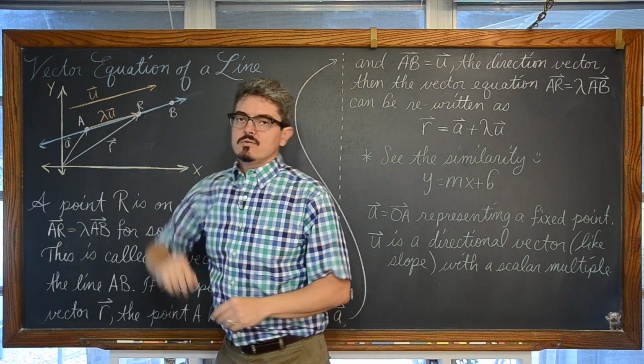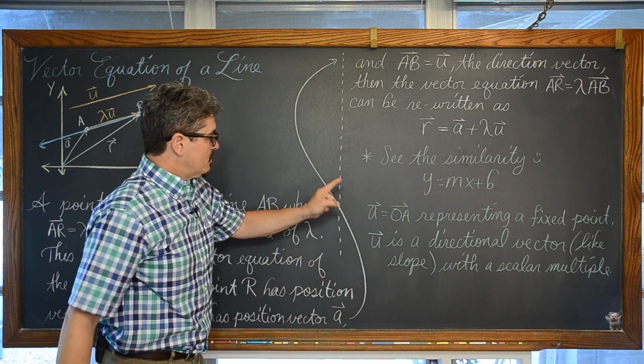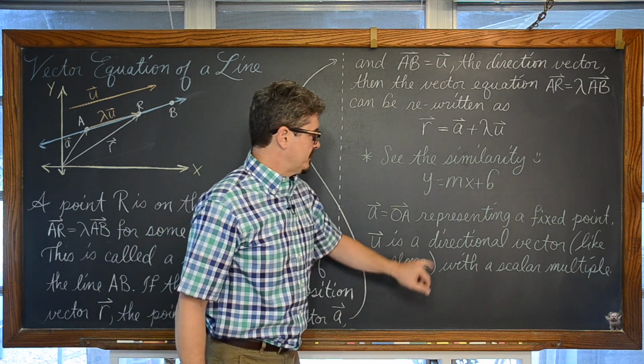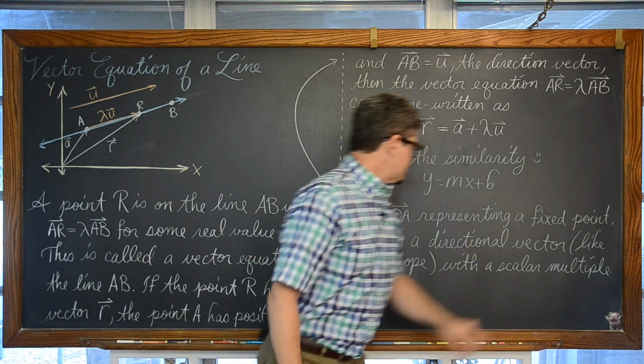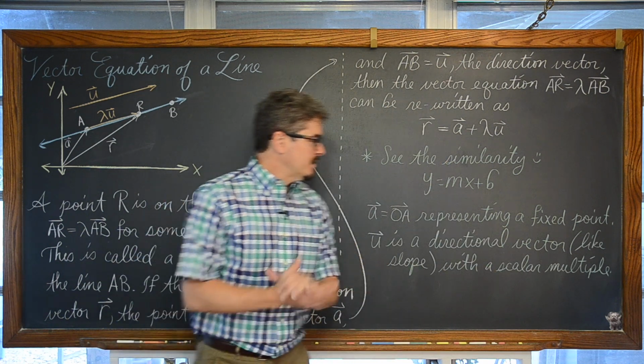Well, that's our vector u. That's effectively our slope in two-dimensional format. So vector A is equal to, remember, our position vector OA, represented at a fixed point, and vector u is a directional vector, like slope, with the scalar multiple.